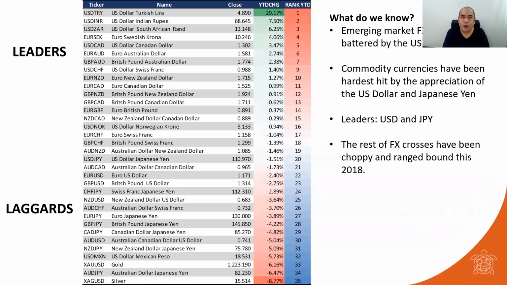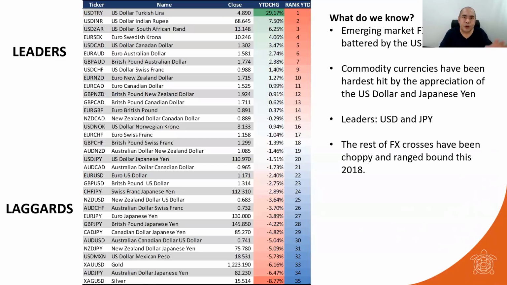So what do we know from this table? You can basically tell the story in 4 bullets. Emerging markets badly beaten by a strengthening dollar. Commodity currencies have been hardest hit by the appreciation of the US dollar and Japanese yen. So the leaders for the year have been the dollar and the Japanese yen. And the rest of the crosses have been range bound, choppy this 2018. So the insights alone from doing these types of rankings will help you prioritize which pairs you should be running your trading systems on.